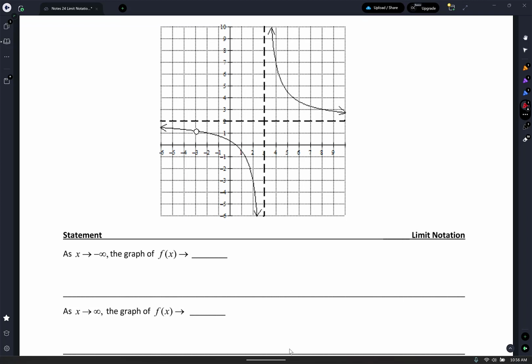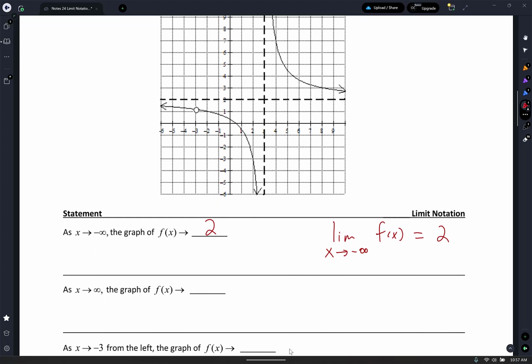As x approaches negative infinity, the graph of f of x approaches what? The y value. 2. Put a 2 in there. How do I write this with limit notation? Like this. Limit as x approaches negative infinity of this function, f of x, equals 2. Don't worry, we're going to have many chances to try.